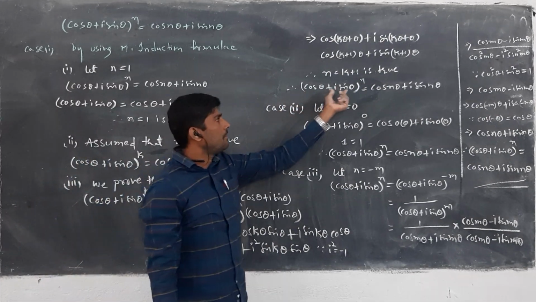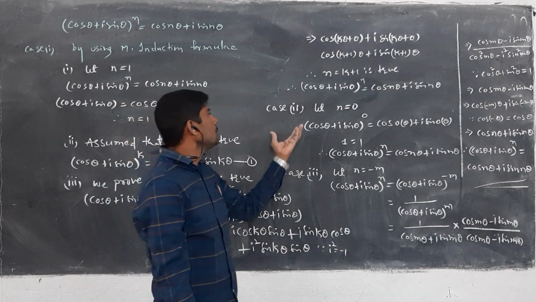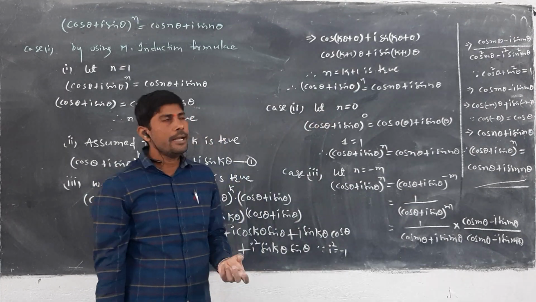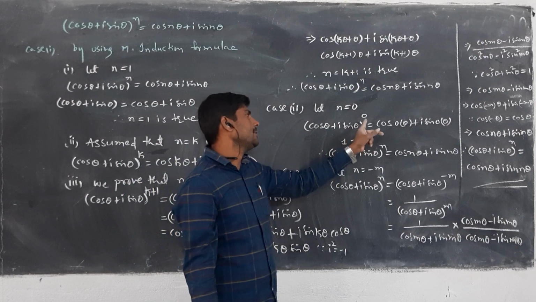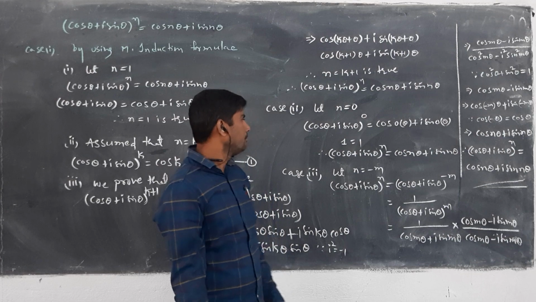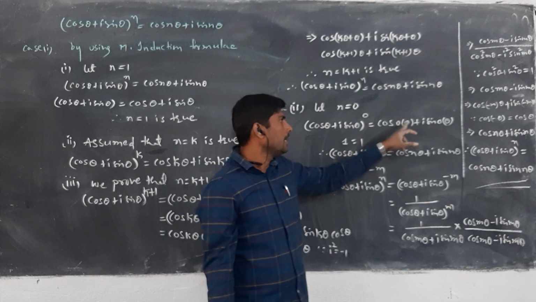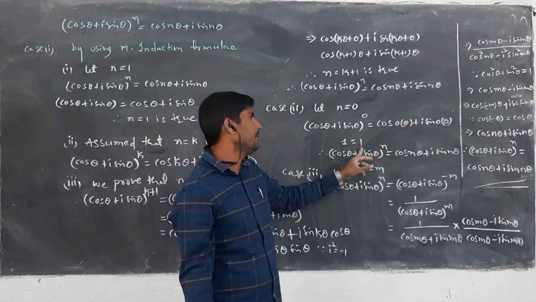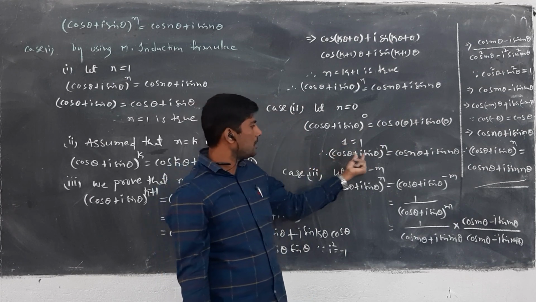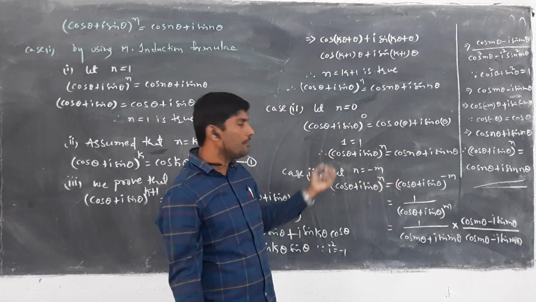So (cos theta + i sin theta)^n is equal to cos n theta plus i sin n theta. Next, second case, we let n is equal to 0. (cos theta + i sin theta)^0 is equal to cos 0 into theta plus i sin 0 into theta. Something to the power of 0 is equal to 1, cos 0 is 1, theta is a real number, and sin 0 is 0. So 1 is equal to 1. That means (cos theta + i sin theta)^n is equal to cos n theta plus i sin n theta. In the second case we have proved it already.